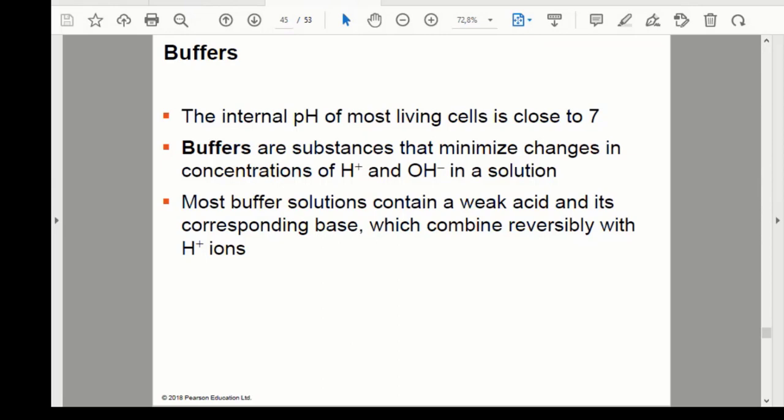And I'm quite sure that most of the solutions you're going to be coming across will not be more than 7 or less than 6.8. So buffers are substances that minimize changes in the concentration of these solutions, and most buffer solutions contain a weak acid and its corresponding base, which combine reversibly with hydrogen ions.